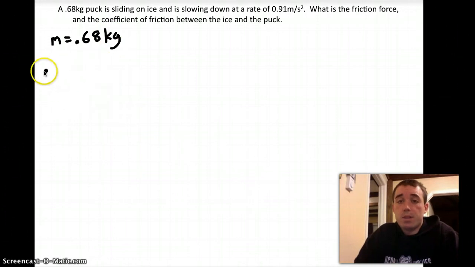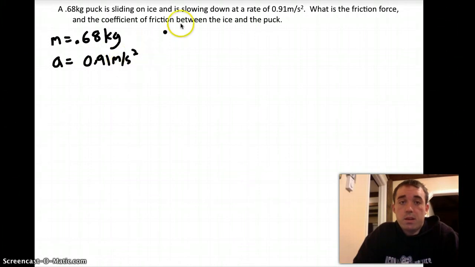it's sliding on the ice but slowing down at a rate of 0.91 meters per second squared. Slowing down, though, tells you that number should be negative. We have to find the friction force and determine the coefficient of friction between the ice and the puck. So we have to find friction and we have to find mu k.